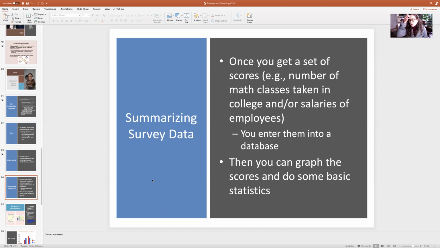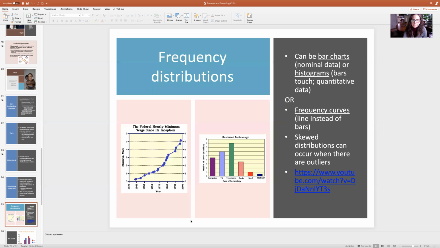Once you get a set of scores, let's say, for example, you've measured the number of math classes taken in college or the salaries of employees, those are some things you could possibly measure. You would enter them into a database. And that database could be something like Excel, or it could be something a little bit more fancy like a statistics program. And then you can graph the scores, you can do some basic statistics on them. And of course, we're not doing statistics in this class, but we will talk about some of the kinds of things that you can do, and they'll be familiar to you already.